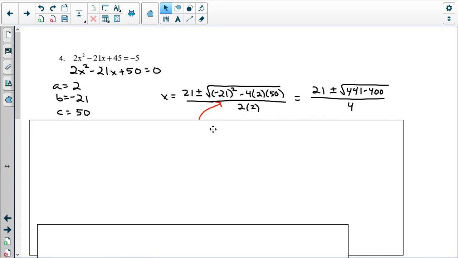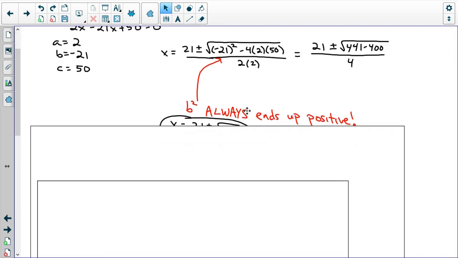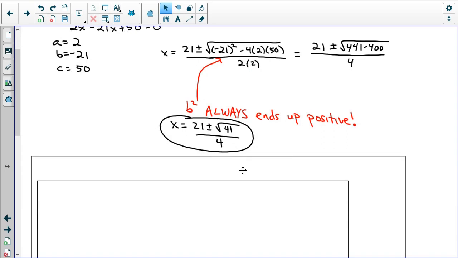There's a red arrow, so that must mean something. B squared always ends up positive. That is super important. B squared always ends up positive. So even though B was negative, when we square -21, it ends up being positive. So we end up with 21 plus or minus the square root of 41 over 4. That would be our final answer.